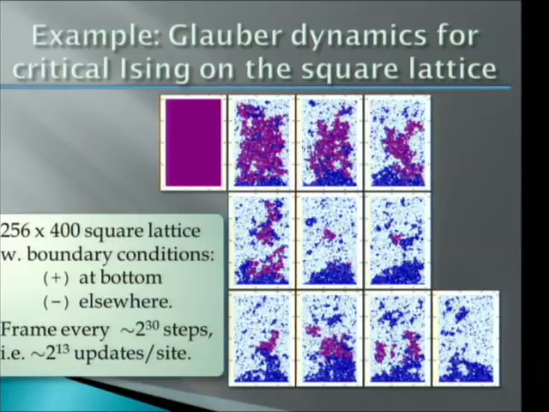So what are the blue dots? Let's look at the final picture here. This is a plus, and blank is minus. So this is what critical Ising on a 256 by 400 square lattice looks like if we force the bottom to be plus, and we force all of these guys to be minus. So we force the boundary to be what it is, and then we let the chain run.